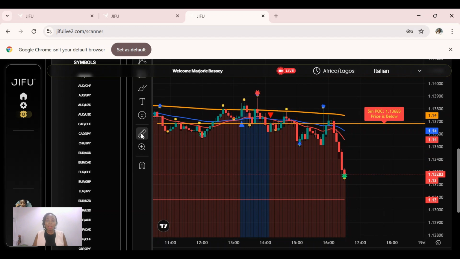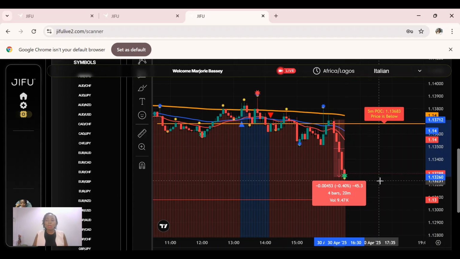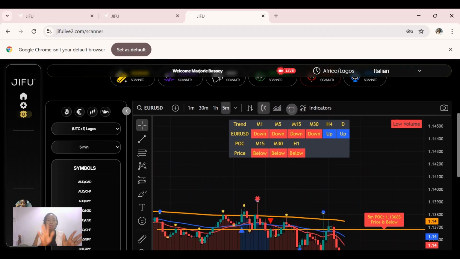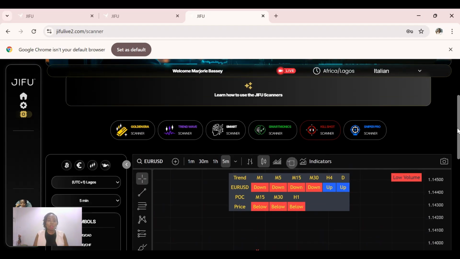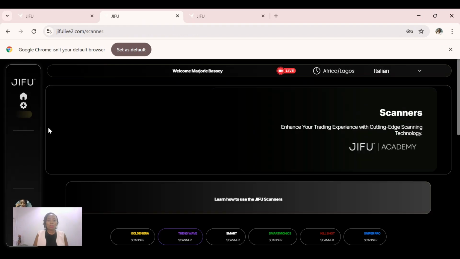And you can see how this market has moved. Let me measure how many pips. If you took this trade, you'd have made almost 50 pips, which is quite a lot of money. So this is the kill shot scanner. Let's go back. I don't want to exit here. Let's go back to our trend wave scanner.